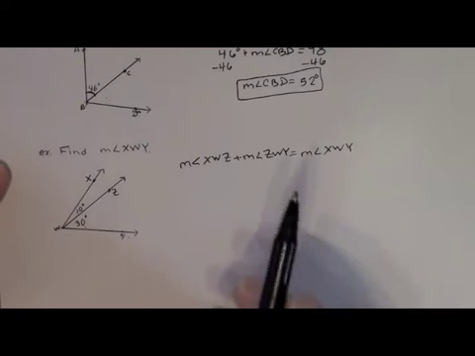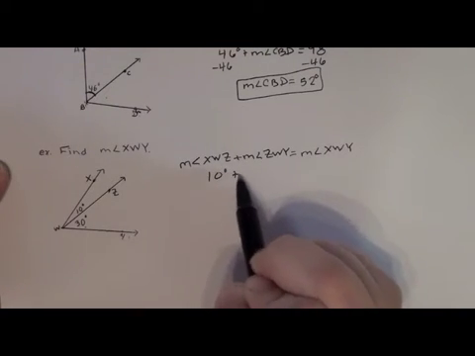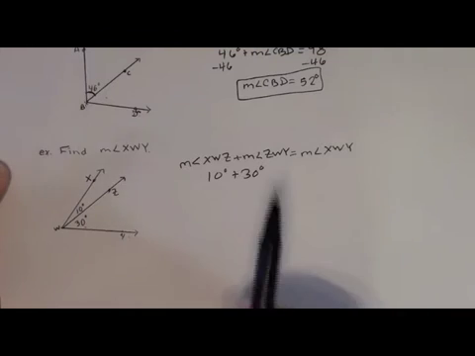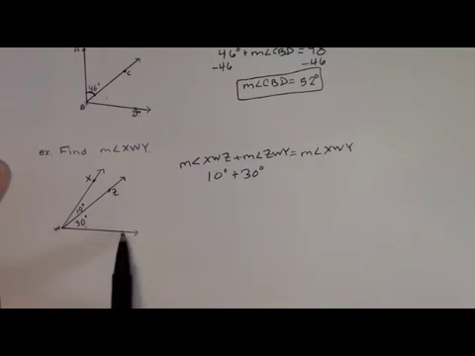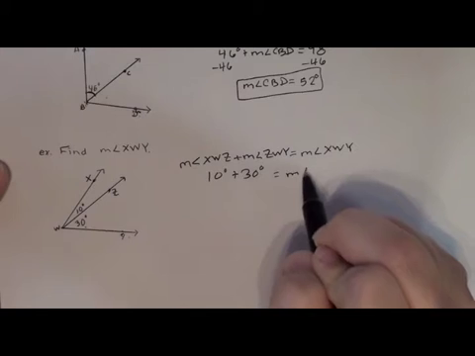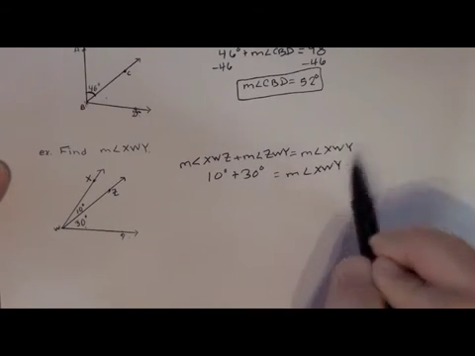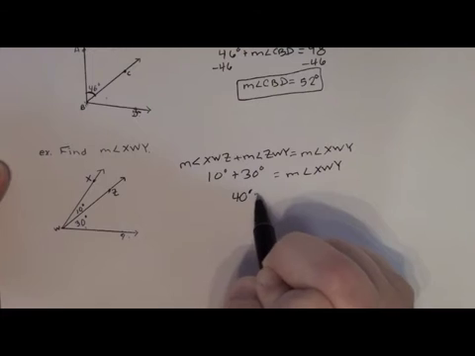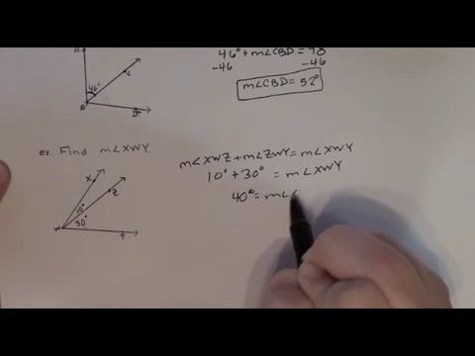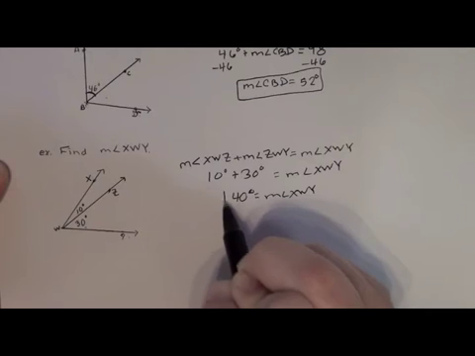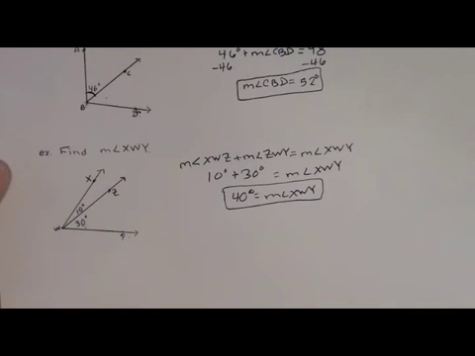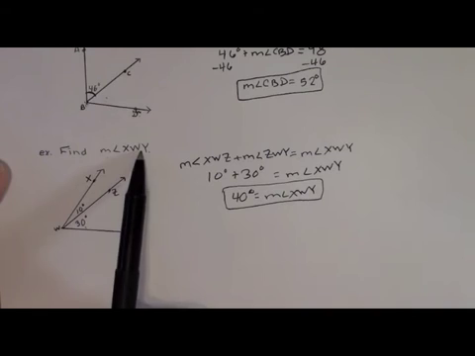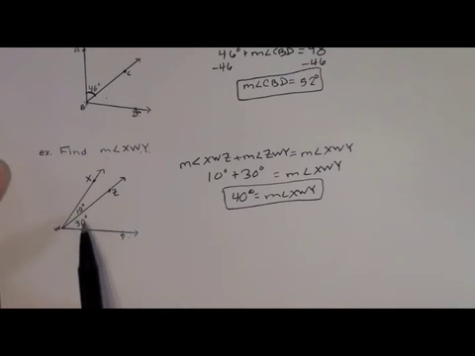So the measure of angle XWZ is 10 degrees plus 30 degrees, the measure of angle ZWY, and that'll give us the measure of angle XWY, which in this case is 40 degrees. In this problem, they're asking for the larger angle, and they give us the two smaller angles that build the larger angle. So in that case, since they gave us the two smaller pieces, you add them together.